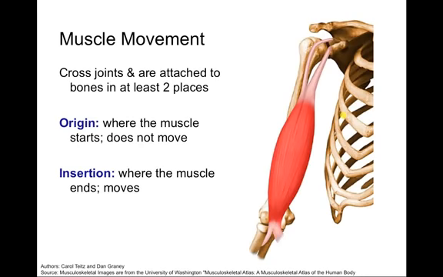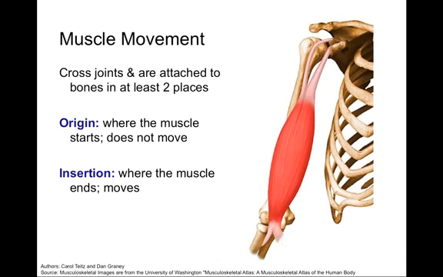We can determine how a muscle will produce movement at a particular joint based on where the muscle is located. The proximal end of the muscle we refer to as the origin. This is where the muscle starts. The origin of a muscle does not move when it's producing a concentric or eccentric contraction. The distal end of the muscle we call the insertion. This is where the muscle ends, and this is the part of the muscle that will produce the movement.